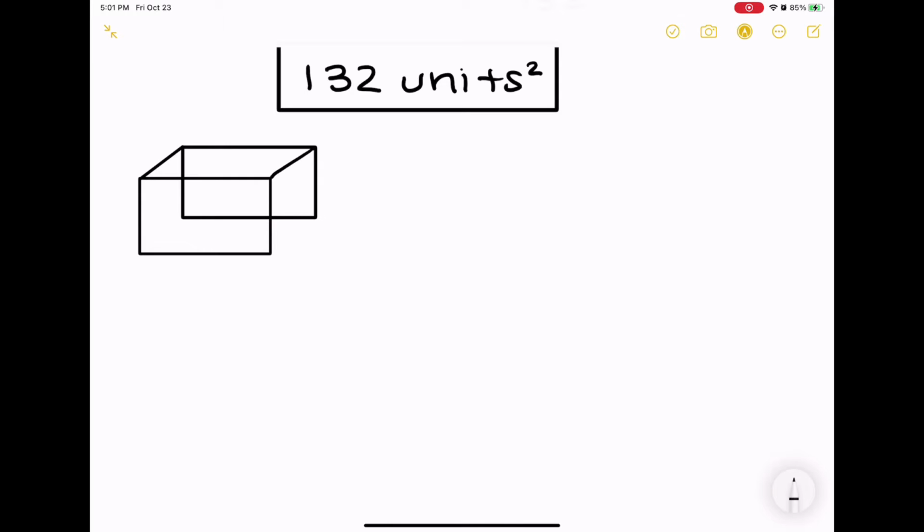Now this one's going to be a bit different, because the other one we had a lot more sides that are different. This one we have a couple more sides that are different. Let's say we have 3 and 10. I'm just going to label it here.